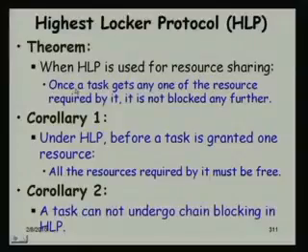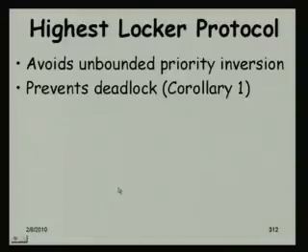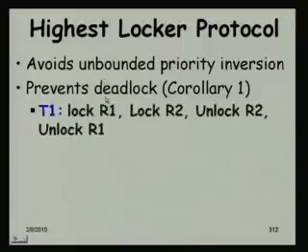So, we know that under highest locker protocol, chain blocking is not possible, and once it gets one resource, other resources must be available. So, this much we know. Now, we have seen that it avoids unbounded priority inversion. We can easily show that it prevents deadlock by corollary 1. From corollary 1, once it gets one resource, other resources must be free. So, based on that, we can show that there cannot be a deadlock, because it has got one resource, all other resources are free. So, where is the chance of deadlock?